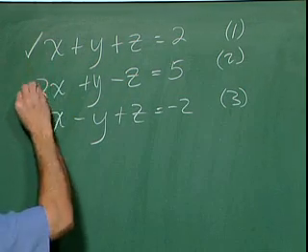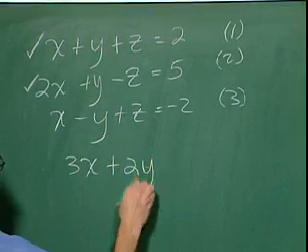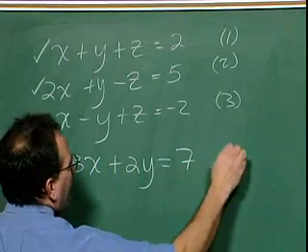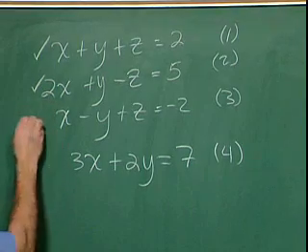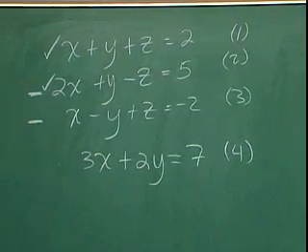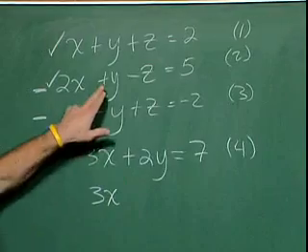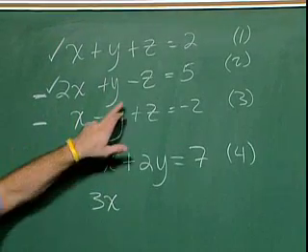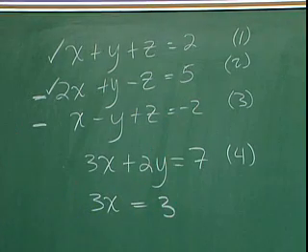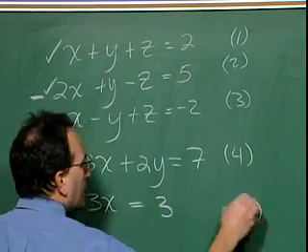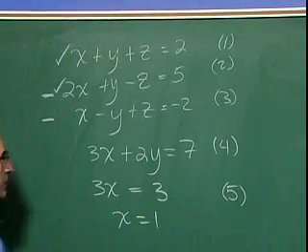Let's start off by adding equations 1 and 2 together, because that will eliminate z. And let me check them so you know those are the 2. So it's 3x plus 2y equal to 7, and that I'll refer to as equation 4. Now, let's add equations 2 and 3 together. For equations 2 and 3, we get 3x. And look what happens. The y's cancel out, the z's cancel out, and we get 3x is equal to 3. I'll refer to that as equation 5, and we just need to solve this equation, and that's going to give me x is equal to 1.